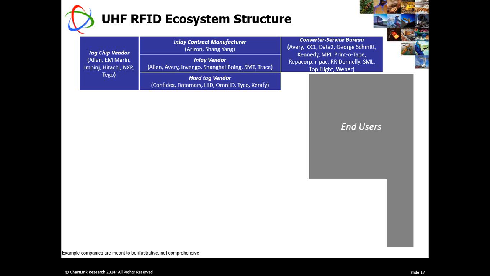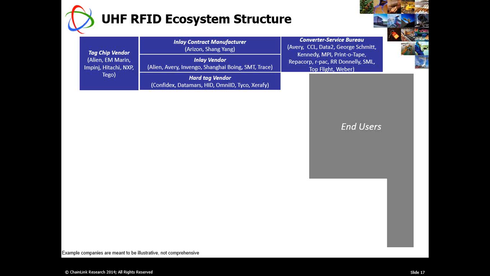Of course, they can be different, but a lot of converters are service bureaus. A lot of service bureaus are converters to some degree. These folks use inlays to make labels, tags, retail trim, cards, and of course other consumable RFID tags. And again here, as you can see, there's some vertical integration going on. Some service bureaus have their own inlay manufacturing capability.